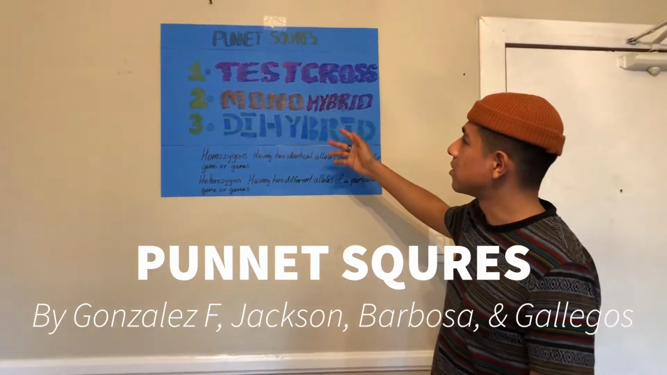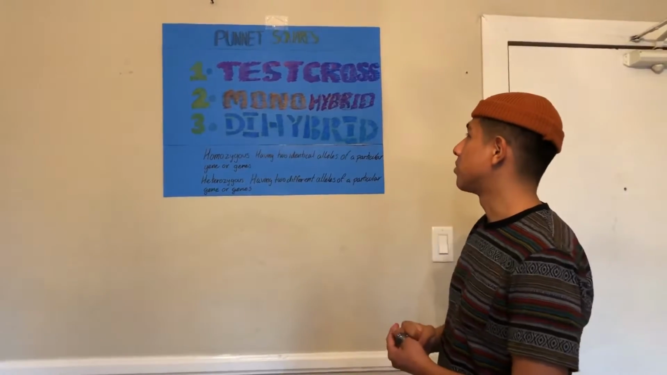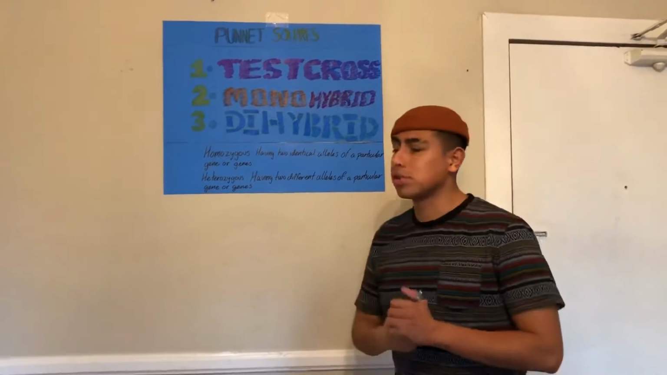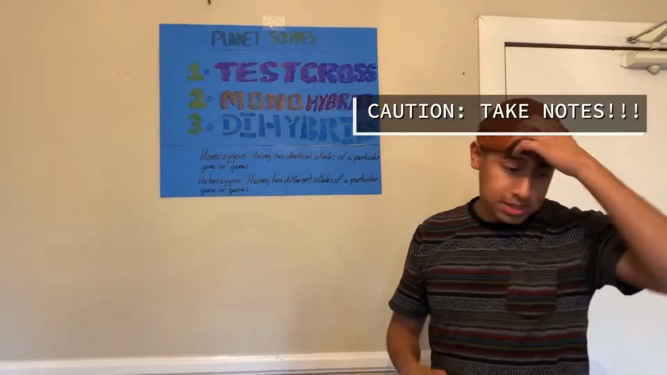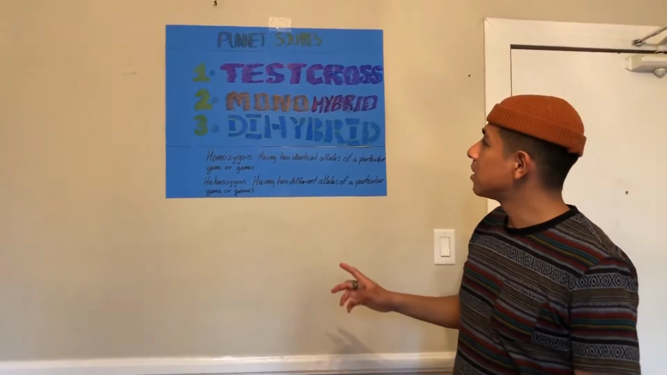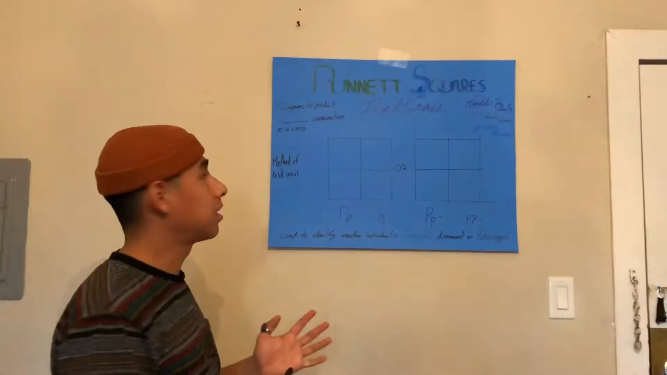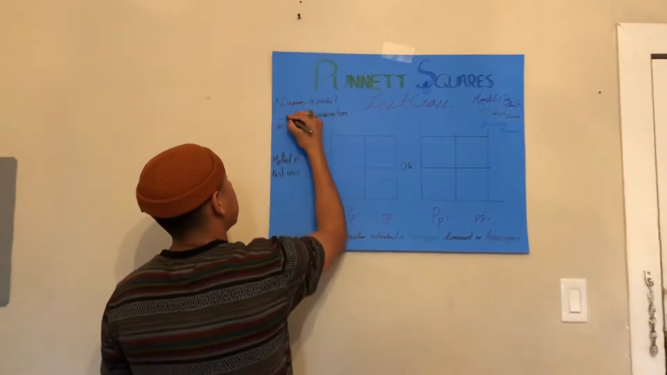Three different types of Punnett squares we're going to talk about are testcross, monohybrid, and dihybrid. Testcross follows one genotype. Monohybrid follows the allele for one gene, and dihybrid follows two genes simultaneously. They are diagrams to predict gamete combinations.